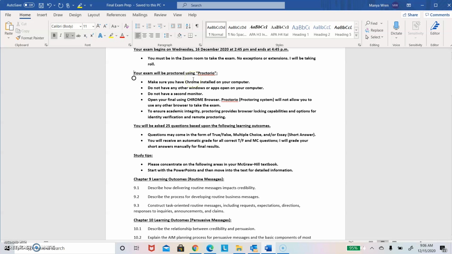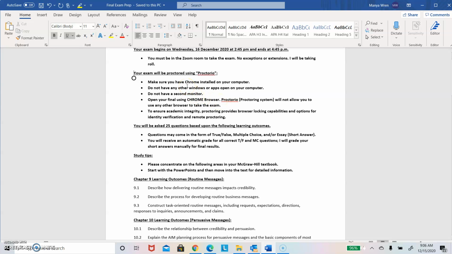in Chrome, because the exam will be proctored using a system called Proctorio. Proctorio is a system that ensures academic integrity, and it provides locking capabilities and options for remote proctoring. Make sure you don't have any other windows open, just some tips, or other apps on your computer, because that can affect the starting of the exam.